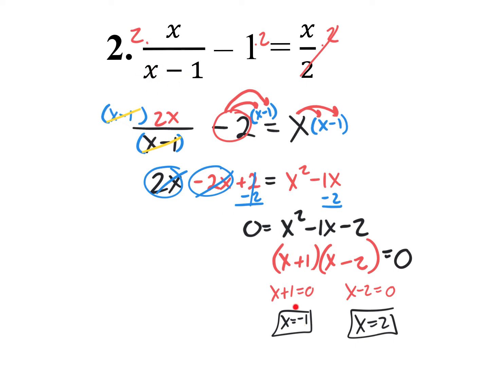if I plug in a positive 1, it'd be 1 take away 1, which is 0. That would make this 1 an extraneous solution. I wouldn't include it. I would not include it. But because it's negative 1, it doesn't make it 0. Negative 1 take away 1 is negative 2, and you're good to go. All right? So both of these are your answers.